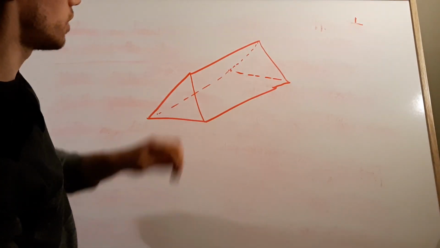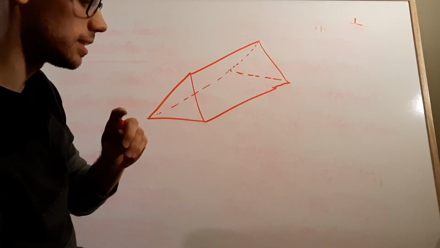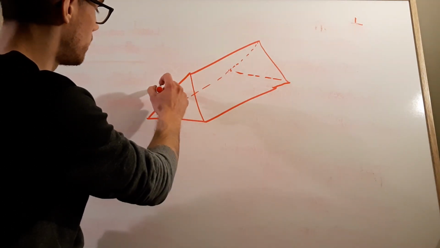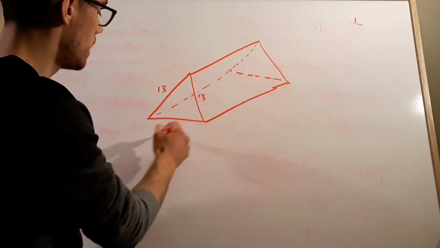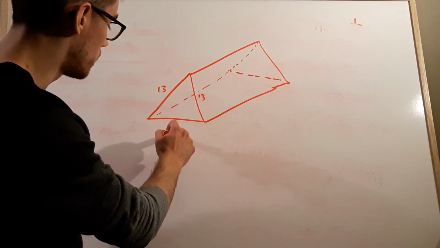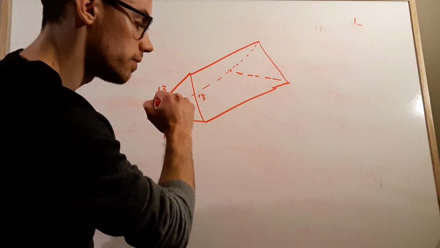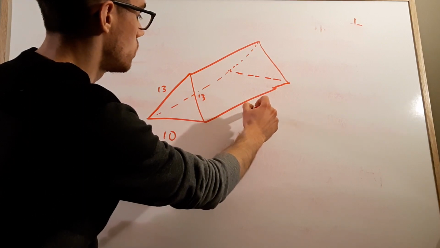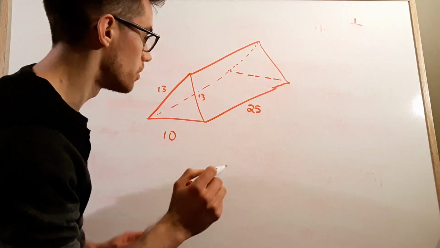So we have this triangular prism, and because it's isosceles, then these two side lengths will be the same, and let's give them a length of 13. So 13 there and 13 here, and this base here will be 10. We'll give this a side length of 10, and this side one will give, let's say 25. I don't know. I pulled that number from my head. We'll see if it's a good number or not.